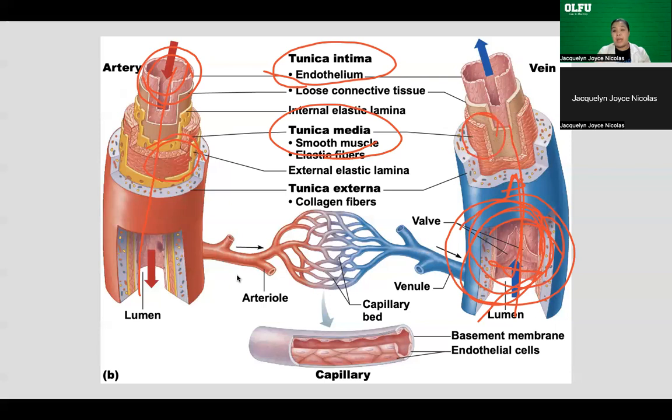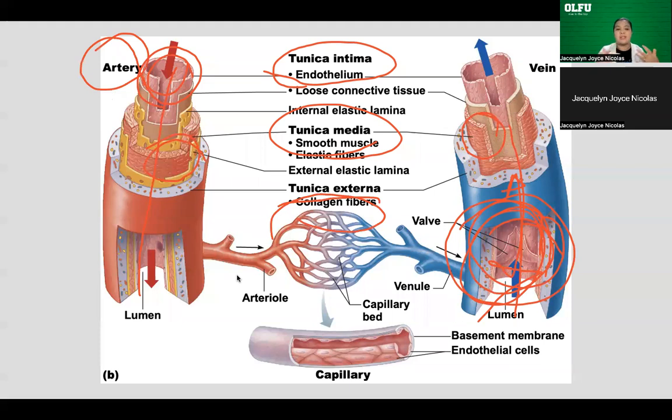Again, low pressure environment. Now, in the tunica externa, they are both flexible, they are both, shall we say, pliable, okay? So, it's all made up of collagen fibers, okay? So, again, there may be some differences, there may be some similarities, but we will also remember what are the functions of each.